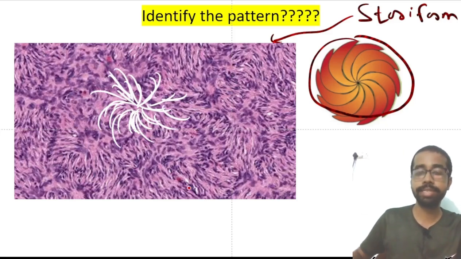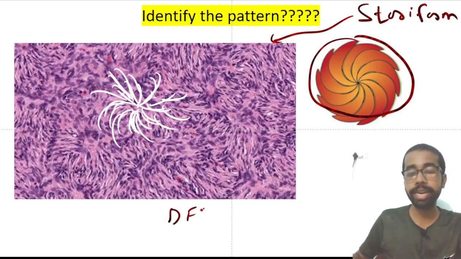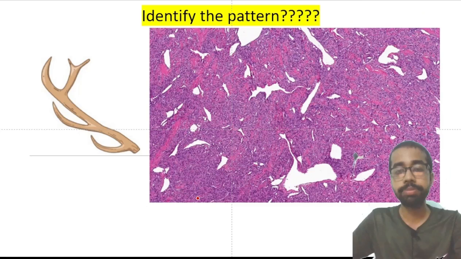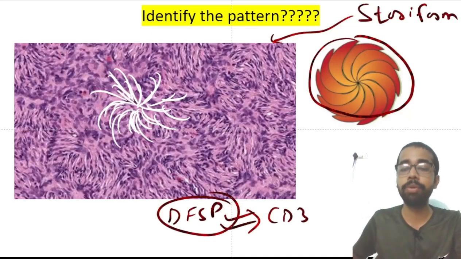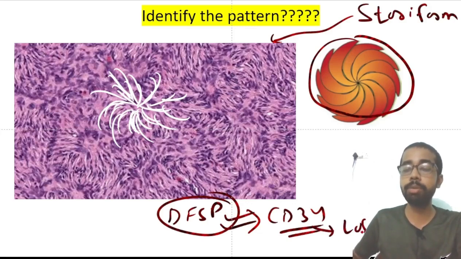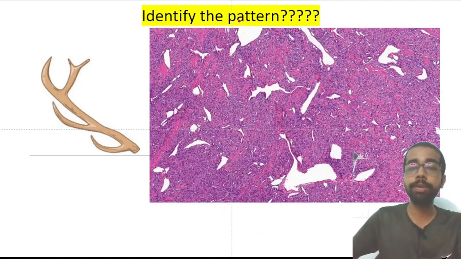Seen in? Yes. In case of DFSP, you can get it, right? Dermatofibrosarcoma protuberans. Okay. Just because I am telling about DFSP, which is CD34 positive, when it is lost, you must be thinking about conversion to fibrosarcoma. Okay. What about this pattern?